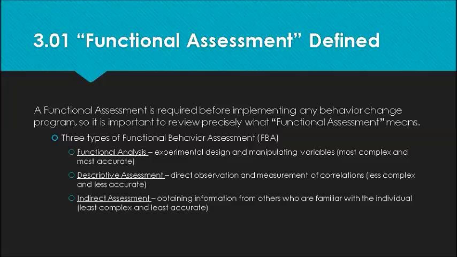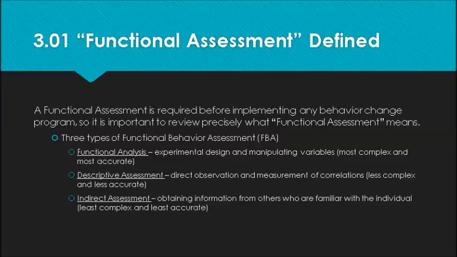So there are three types of functional assessments or functional behavior assessments. Functional analysis, which is, of course, experimental design and manipulating variables with our analogs. That is the most complex and the most accurate. Less complex and less accurate is the descriptive assessment, where we observe and measure data and make correlations. So, most of the time when the problem behavior occurs, it's followed by this and preceded by this. So we look at our ABC data.